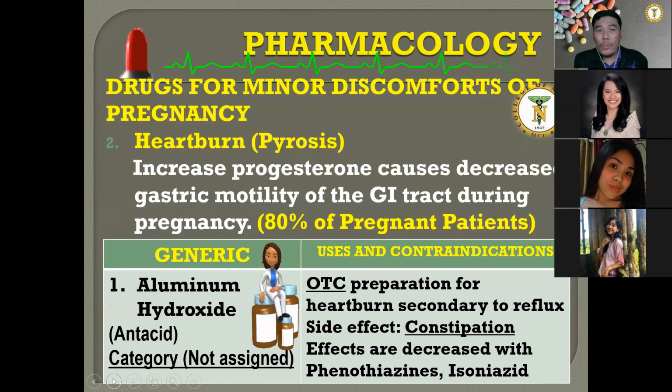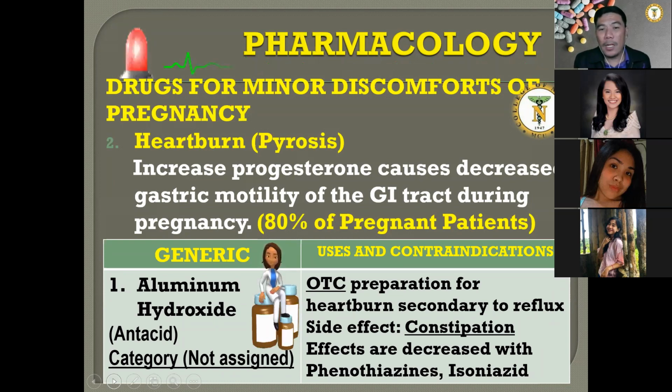So most of the heartburns are being managed by antacids. So ano yung mga antacids that we consider? Aluminum, magnesium, yan yung mga common antacids that we have. So the first drug that can be used for the heartburn or pyrosis is aluminum hydroxide. So it's an antacid. The category is not assigned. However, ang aluminum hydroxide, sometimes with the brand name Ampogel, is an over-the-counter preparation. It could be purchased in a drugstore, and it is for heartburn secondary to acid reflux.